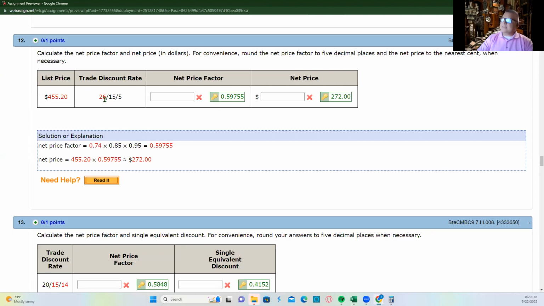Now, what it is not is 26 plus 15 plus 5, which is 46. It is not a 46% discount. That is not what that means. How this is done is you find your net price factor, which is what you have to multiply times to get your net price.